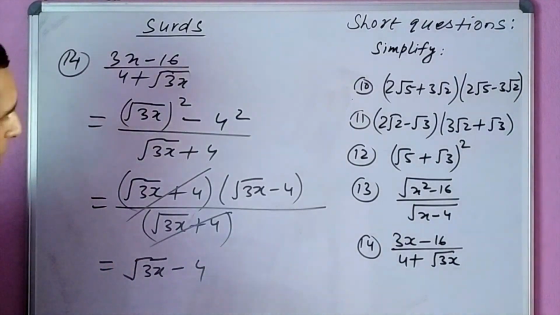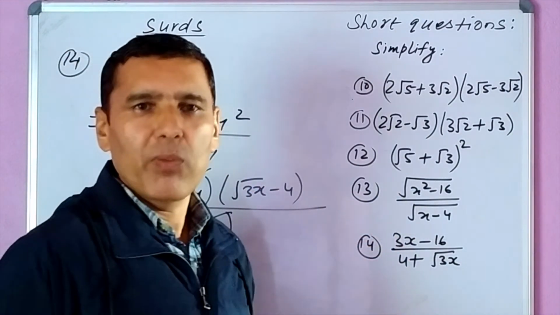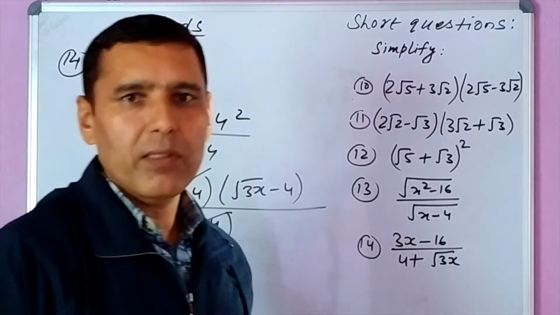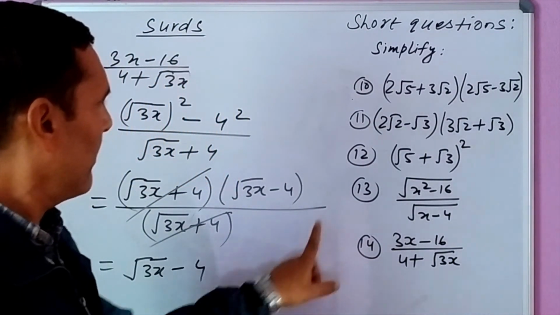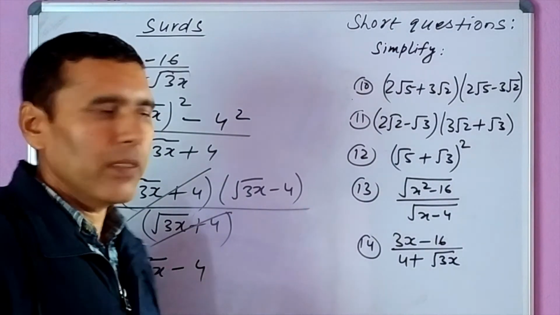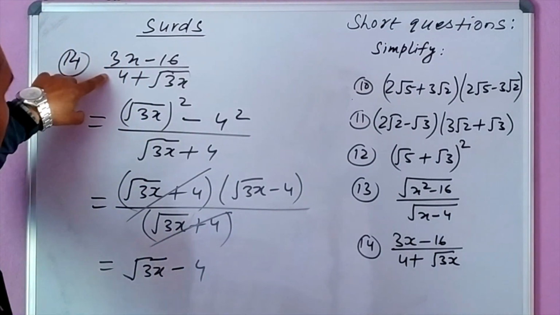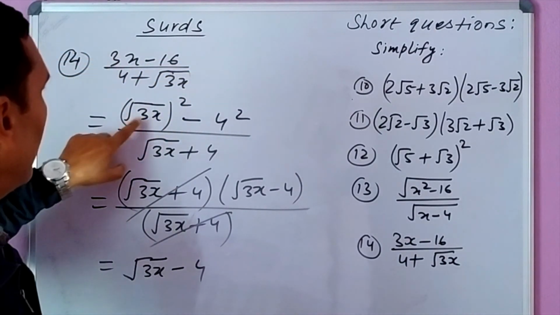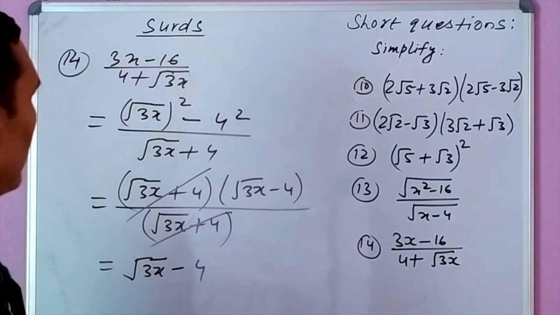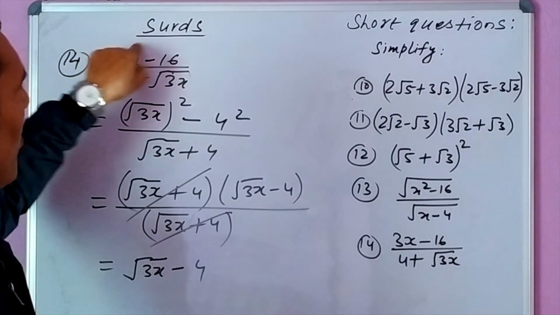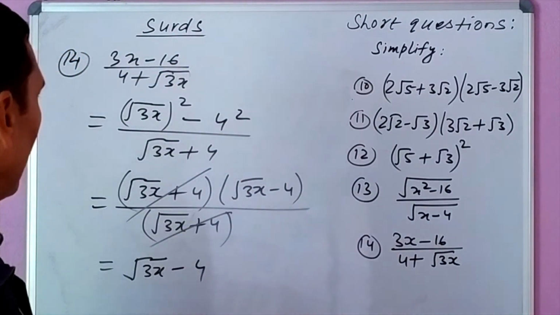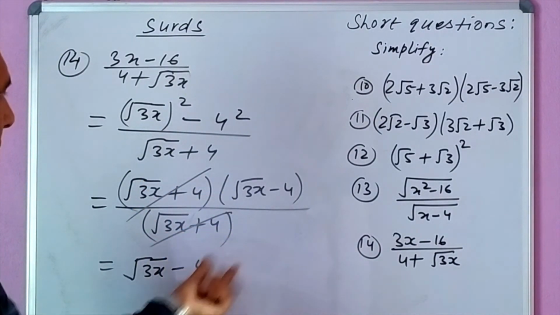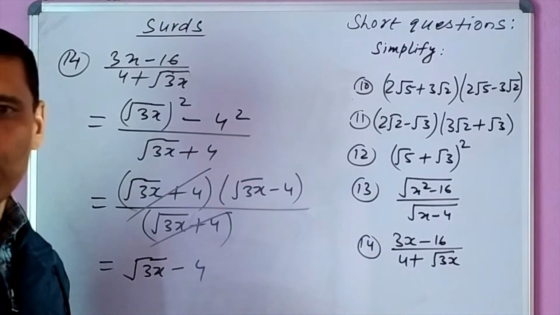This technique will also be very useful for us, mainly while solving equations involving surds. In the next exercise, in the next classes, we will do it. So the technique here is writing this 3x as under root 3x whole square, so that we get the numerator also in the form of a square minus b square, and we get one common factor to be cancelled, and there will be remaining under root 3x minus 4 only. This will be the answer.